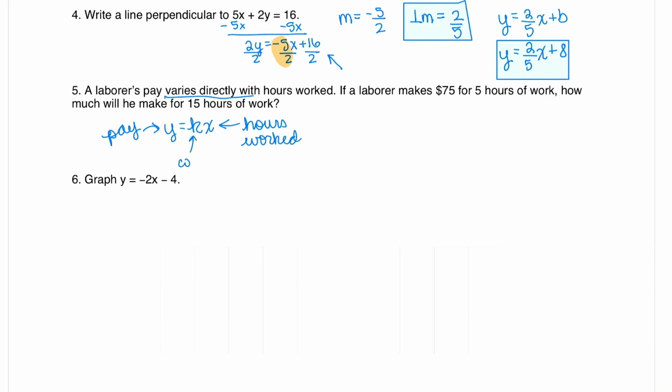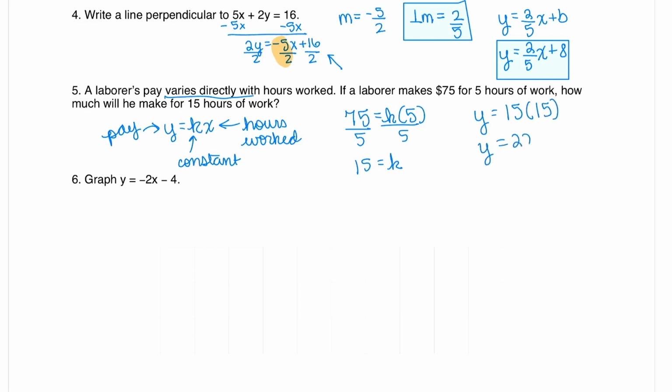This is just a constant term that allows it to vary directly. So if we know that he made $75 for 5 hours of work, we can go ahead and plug that in, divide both sides by 5, so we know that k is 15. Now, how much will he make for 15 hours of work? So it would be y equals 15 times 15. So it's going to be $225.